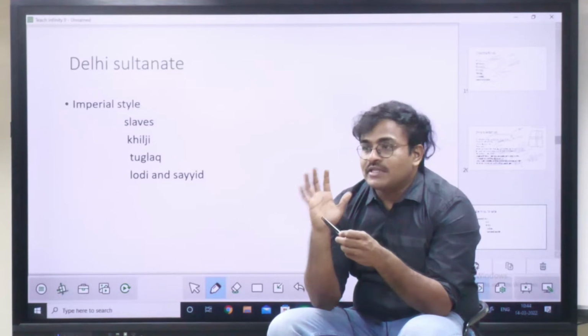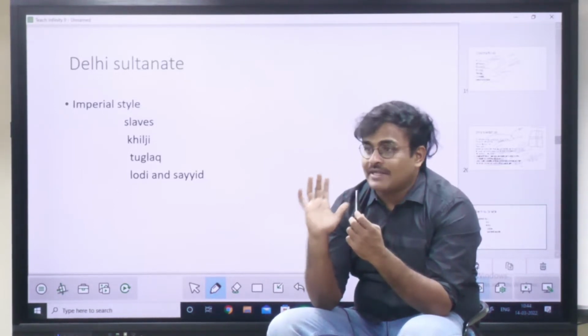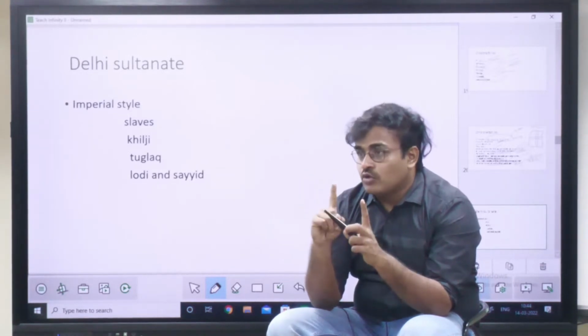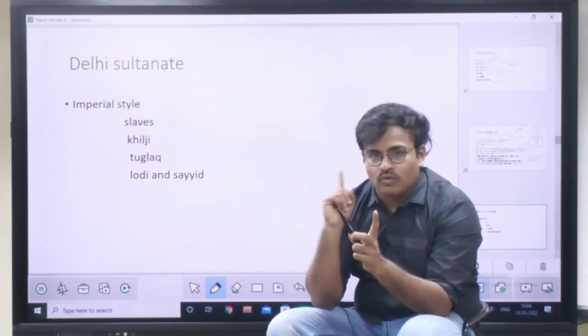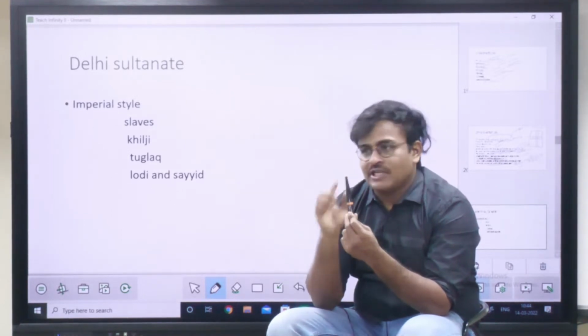And Qutub Minar was in fact constructed in memory of a Chishti Sufi saint called Qutbuddin Bakhtiyar Kaki. It's not for Qutbuddin Aibak. You have to remember this. I think I have told it once beforehand too. It is for the sake of Qutbuddin Bakhtiyar Kaki that this structure has been constructed.